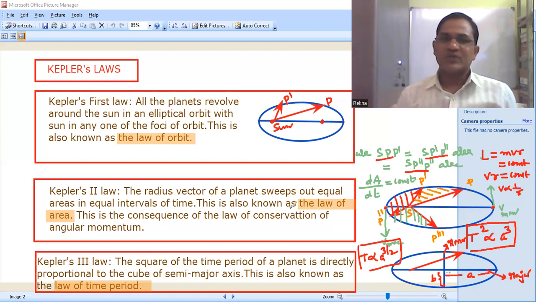So Kepler's first law is called the law of orbit. Kepler's second law is the law of area. Kepler's third law is called nothing but the law of time period. So this is about Kepler's three laws.